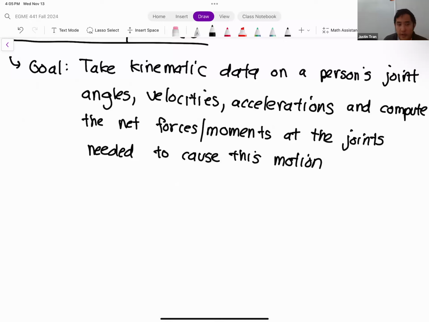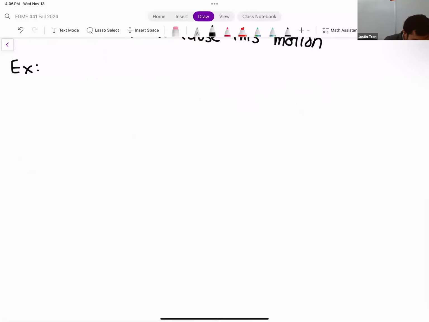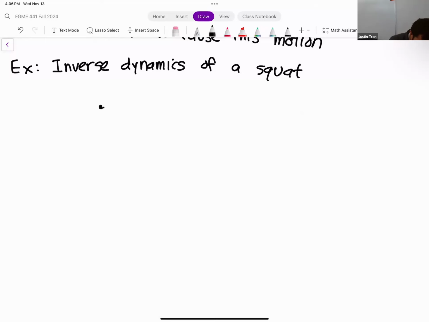So just keep that in mind. The goal of inverse dynamics is to compute forces and moments. To illustrate this, we're working on a particular example here: the inverse dynamics analysis of a person doing a squat. And it looks something like this.